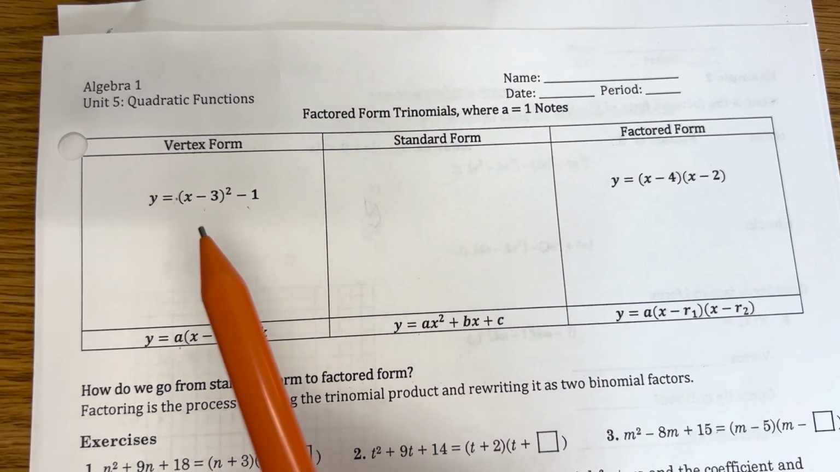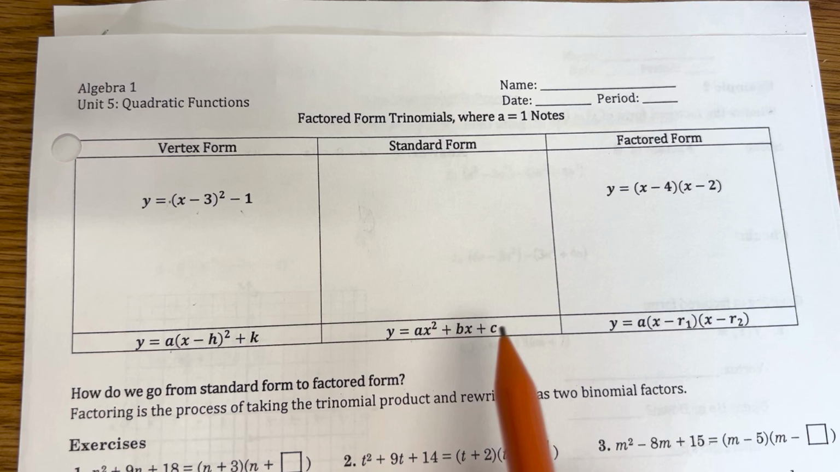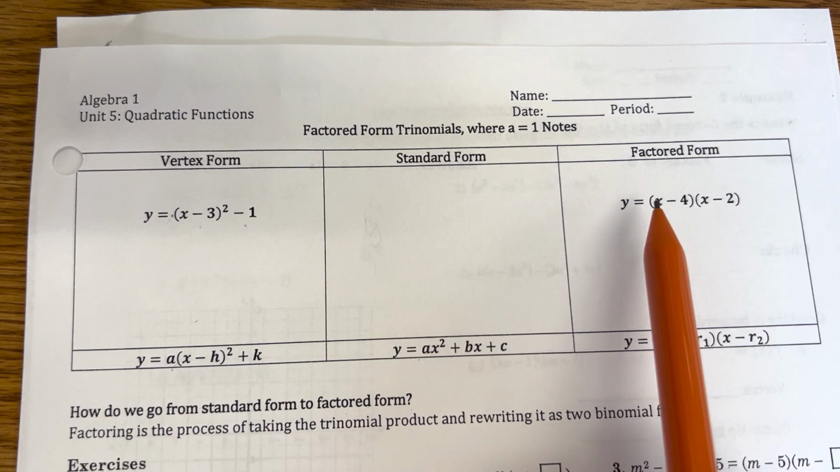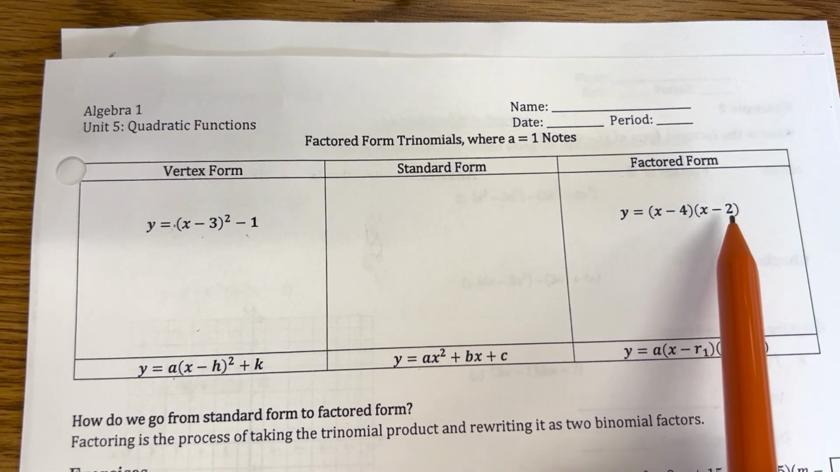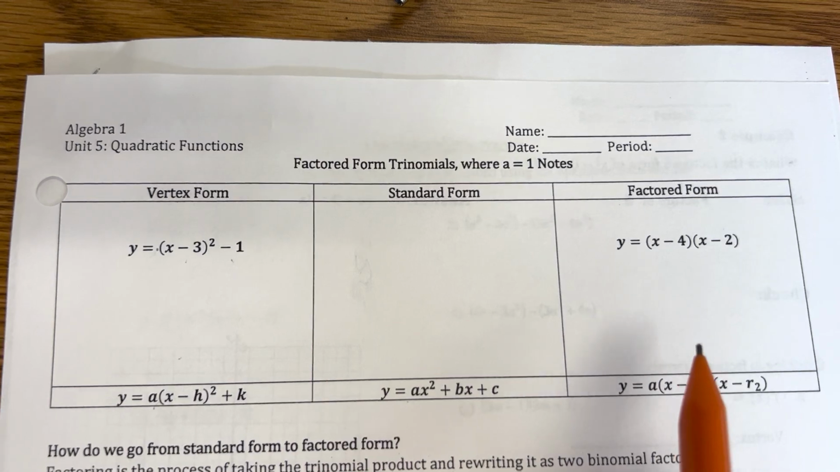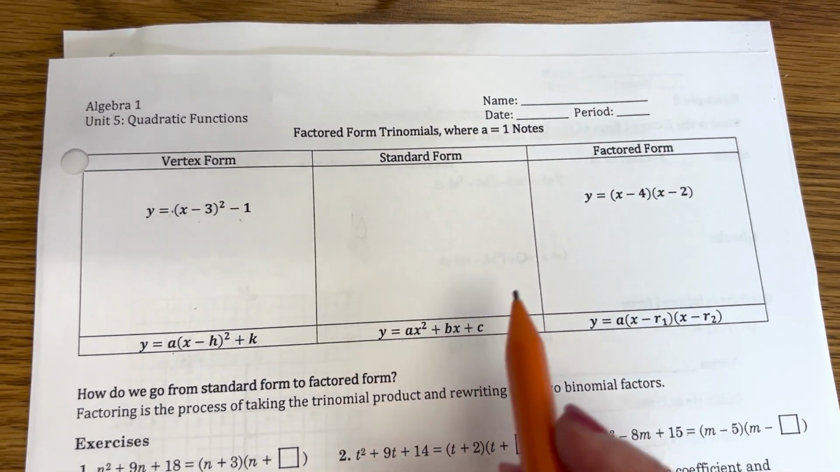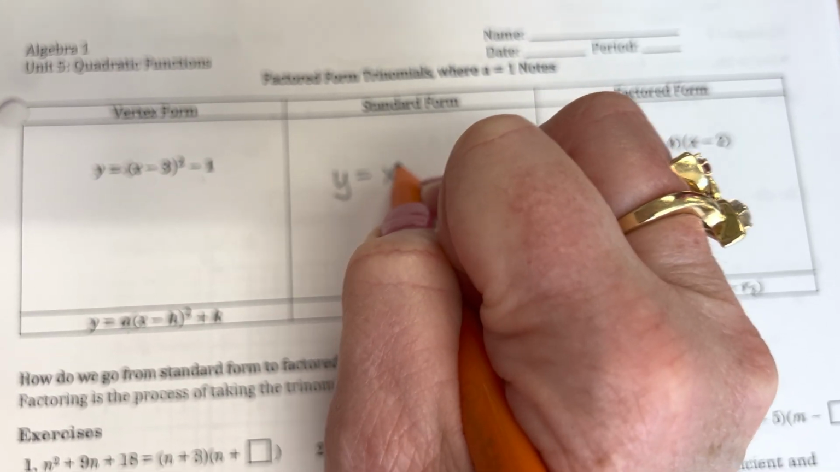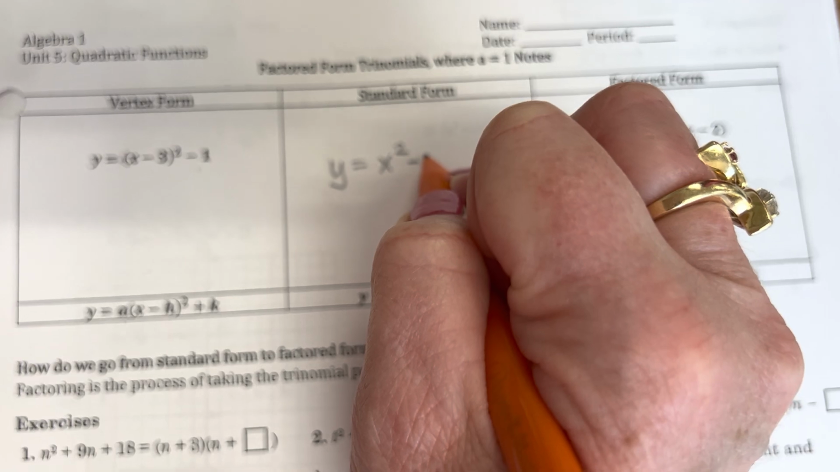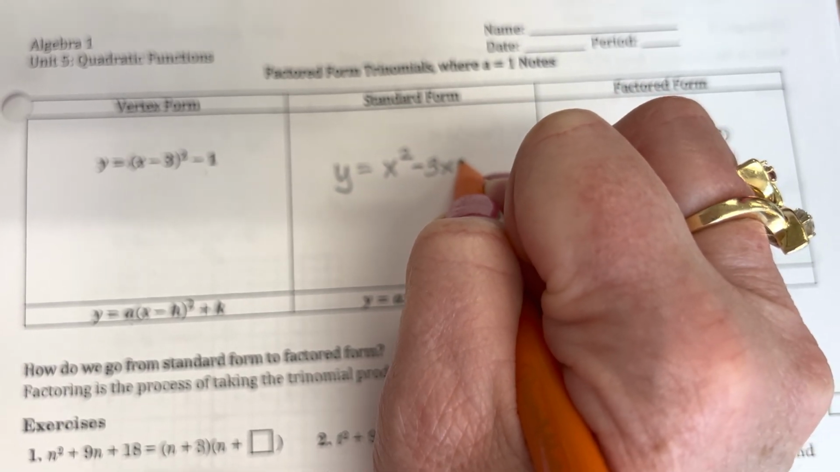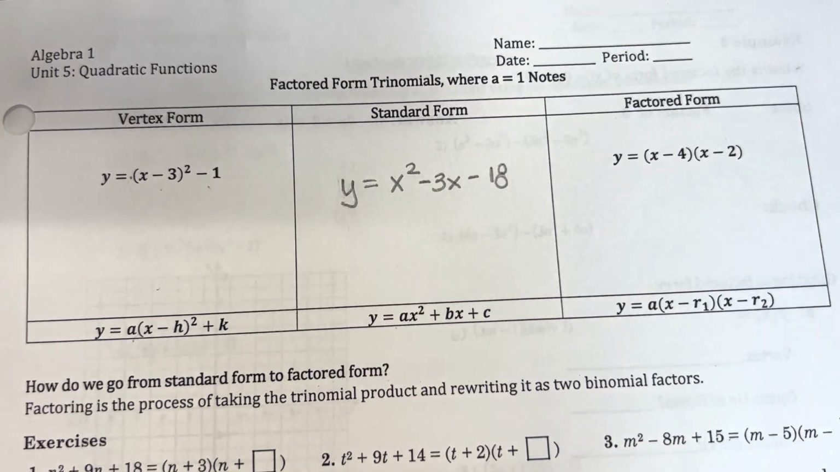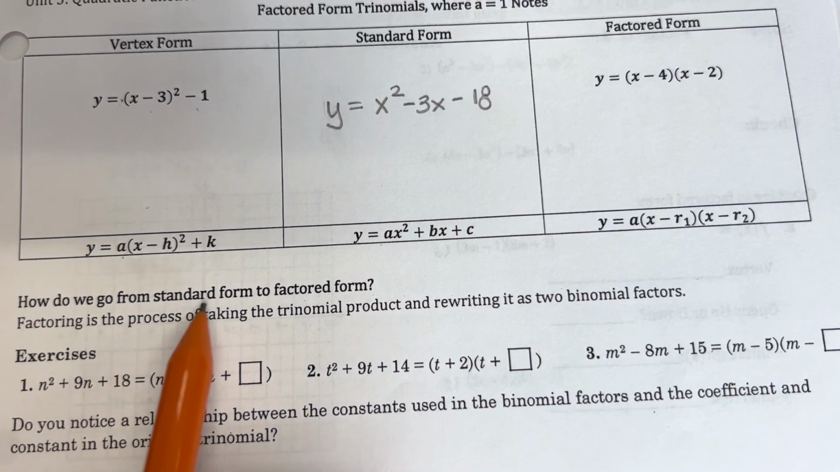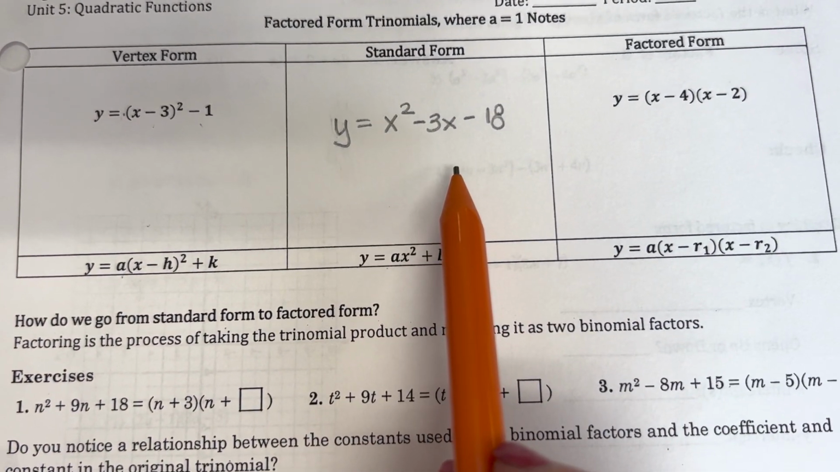We have 3 forms that we know. We know vertex form, we have standard form, we haven't done too much with that, and we have something called factored form. If it's x minus 4 times x minus 2, we know how to multiply that out. In standard form, we could have something like y equals x squared minus 3x minus 18. So we want to know how we go from standard form to factored form. We want to take this and make it look like that.